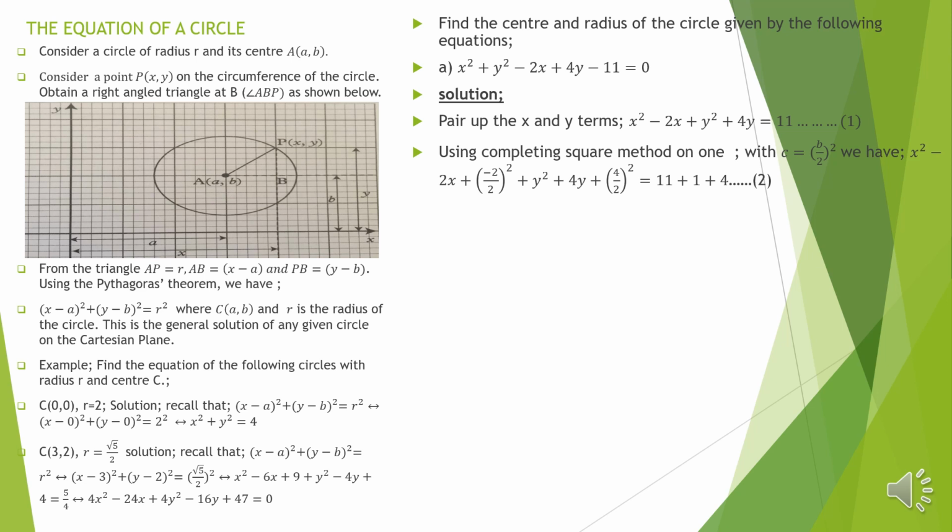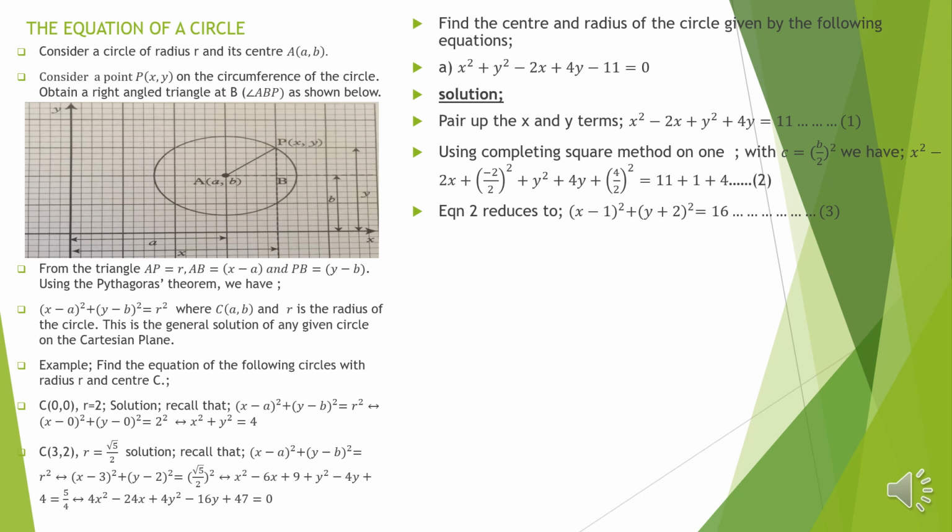And then what we are adding to the left-hand side, we also add to the right-hand side. So we are going to have 11 plus 1 plus 4. Remember, negative 2 over 2 squared is 1, and 4 over 2 squared is 4. Then we factorize, or equation 2 reduces to, after factorization, x minus 1 squared plus y plus 2 squared equals 16.